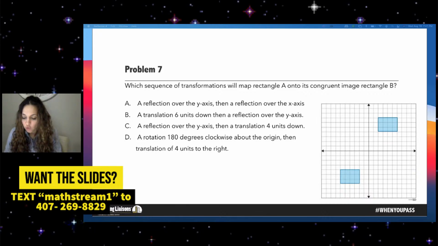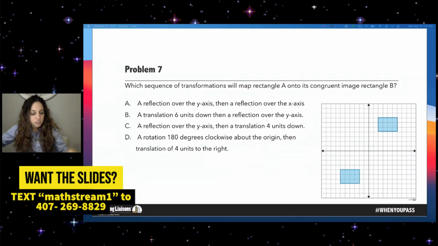A, a reflection over the y-axis, then a reflection over the x-axis. B, a translation 6 units down, then a reflection over the y-axis. C, a reflection over the y-axis, then a translation 4 units down. Or D, a rotation 180 degrees clockwise about the origin, then a translation of 4 units to the right.